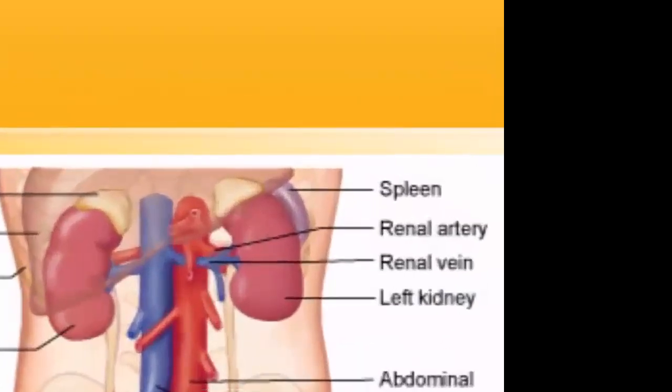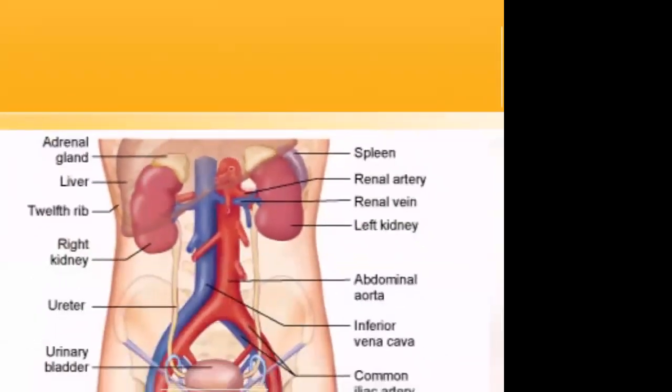There are two kidneys, about 4 inches in length, brownish in color, shaped not surprisingly like a kidney bean. One on the right, there's one on the left.